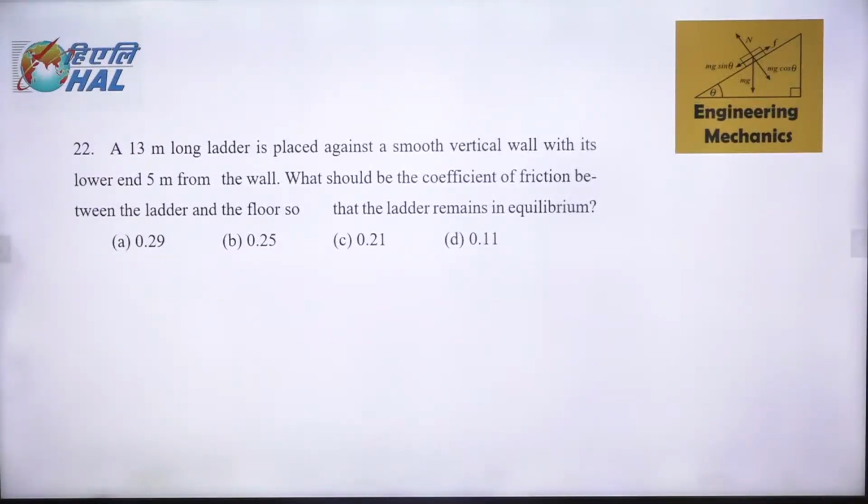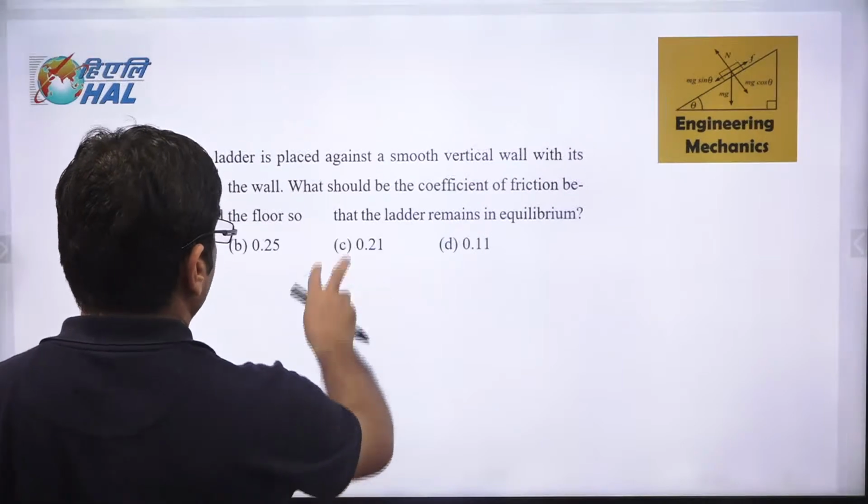A 13-meter long ladder is placed against a smooth vertical wall with its lower end 5 meters from the wall. What should be the coefficient of friction between ladder and the floor so that the ladder remains in equilibrium? Tell me what is the answer for this now. Find out what is the answer for this. This is an engineering services question, an objective question of the engineering services exam. So the ladder question is very frequently asked. How to solve this question for the ladder now?